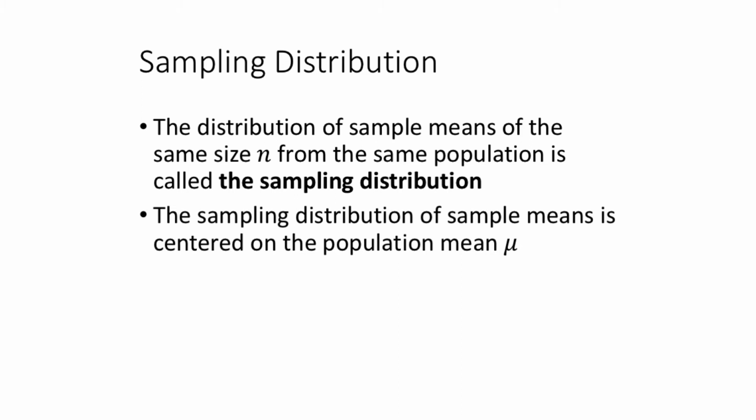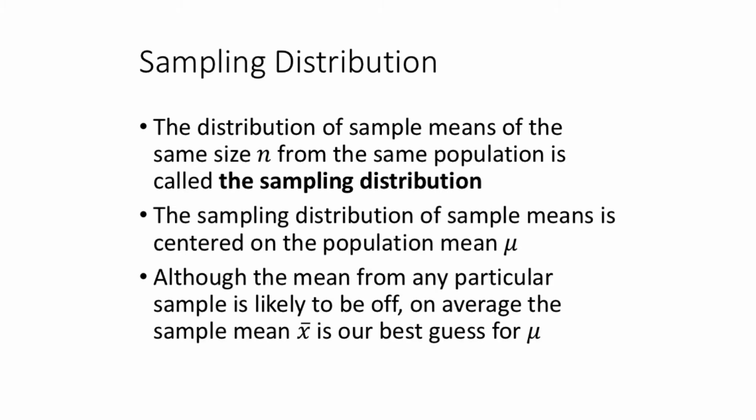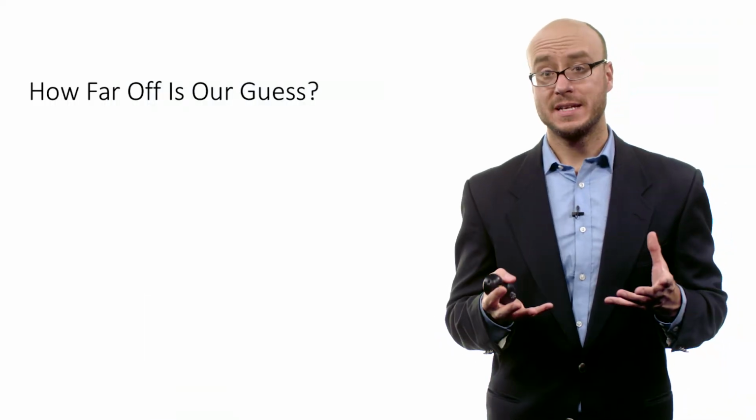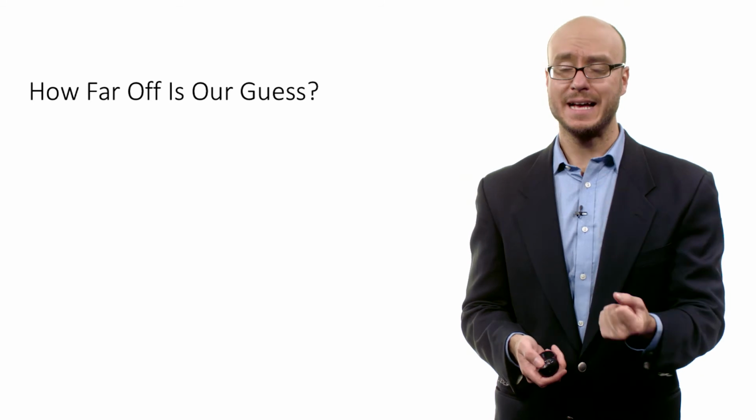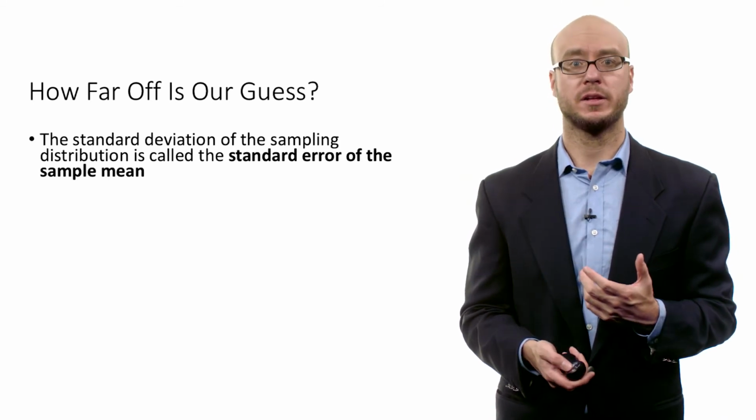Importantly, this sampling distribution, this distribution of sample means, is centered on that population mean mu. And although the mean from any particular sample is going to be off, above or below, on average, the sample mean is our best guess for that population mean. You might ask, how far off is our guess? Our point estimate, our guess for that population mean, is going to be our particular sample mean that we've gathered.